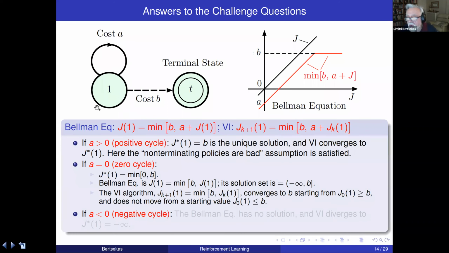All of the assumptions, of course, that we have are violated. Non-terminating policies are bad. In fact, the non-terminating policy is optimal here, and the optimal cost is minus infinity. And strangely, value iteration diverges to this minus infinity. But this is, of course, outside our theory, because in our framework, all policies must have, okay, this cannot happen. J star should be real, Bellman's equation is an equation in real numbers.